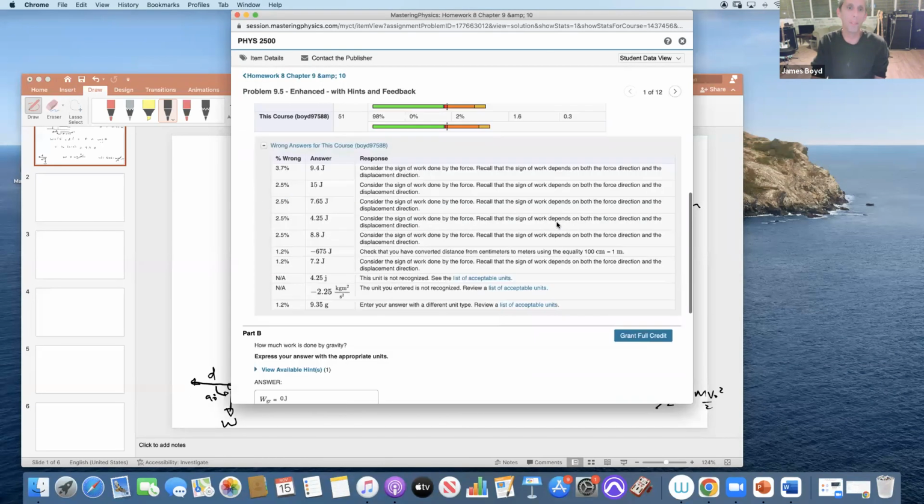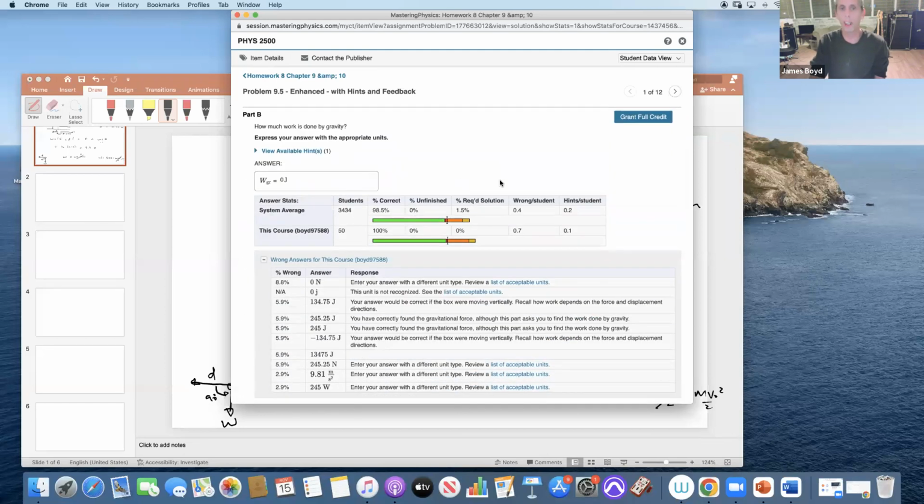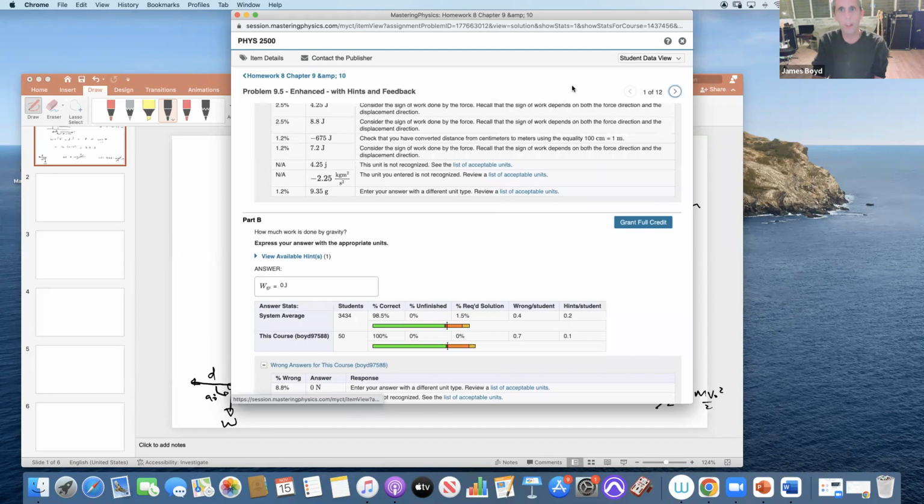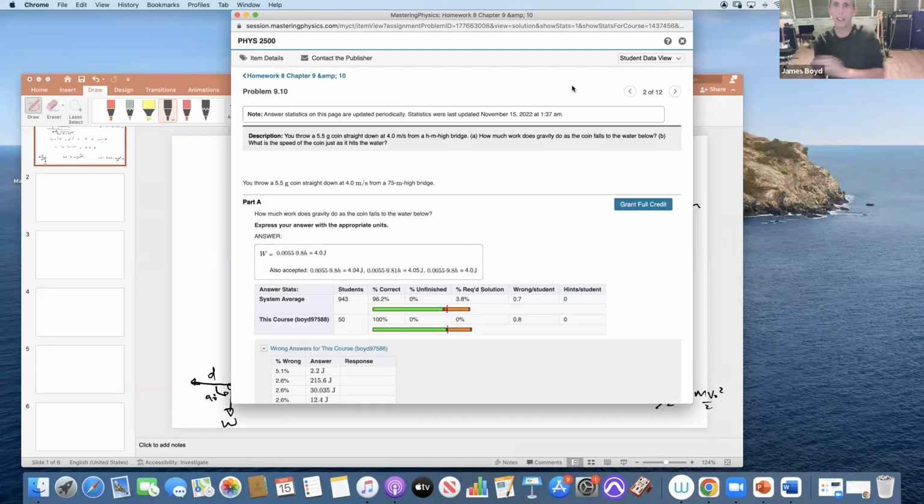Signs are important. So 0 joules is the work of gravity. And that's because the displacement and the force of gravity are 90 degrees off each other. If they're perpendicular, no work. Basically, that's saying that gravity doesn't change its kinetic energy at all. Here is another one.